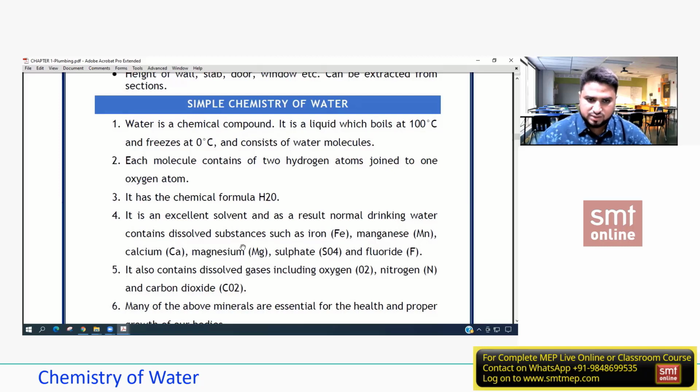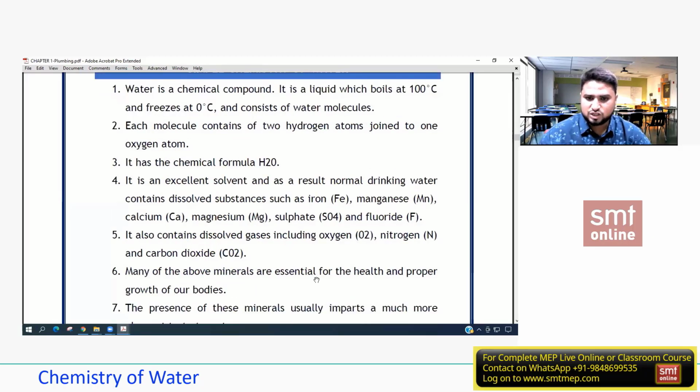So this is an excellent solvent, and these are all the solvents over there, and we'll be seeing what they are. And it has some gases also. It also contains some dissolved gases that include oxygen, nitrogen, and carbon dioxide. Many of the above minerals are essential for the health and proper growth of our bodies.